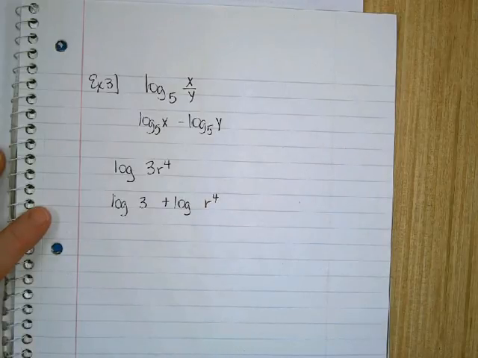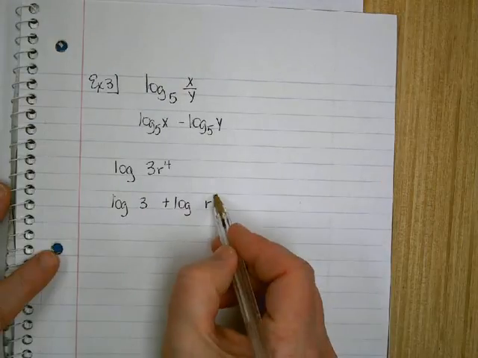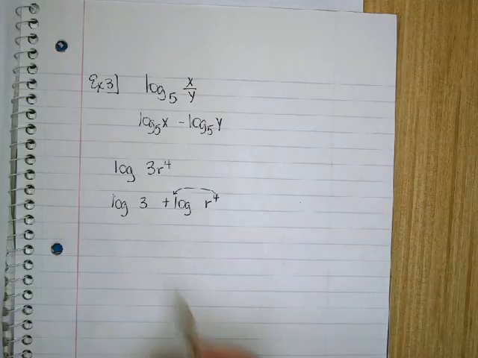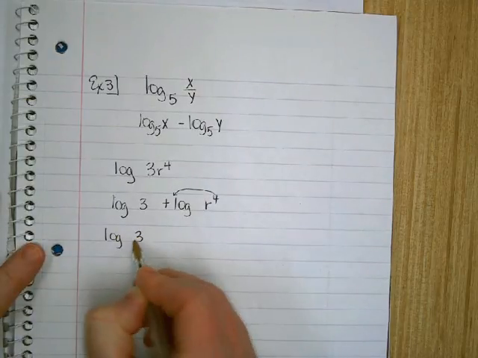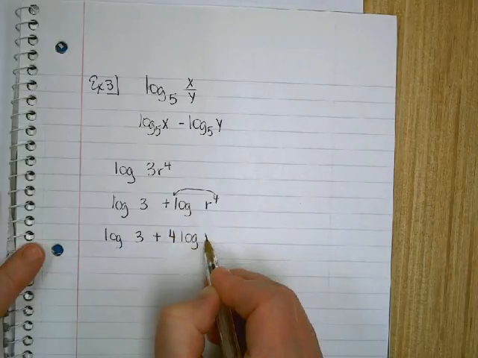The multiplication got split into addition. The next step, I'll pull the 4 off, but it doesn't go all the way over there in front of everything, y'all. It only goes in front of the little part it's attached to. Log base 10 of 3 plus 4 times log base 10 of r.